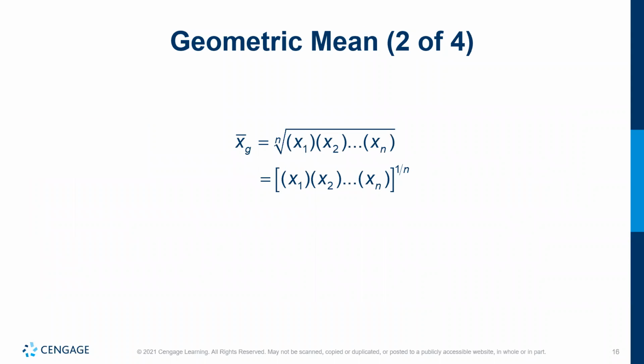So here's the formula. It looks a little scary, but you just take each value. A lot of times you'll see this nomenclature, x1, x2, dot dot dot, xn. That just means all values in the set, all the way to the last one. And then you take the nth root of that, or you could write it as each of those times each other, to the 1 over n. Okay.